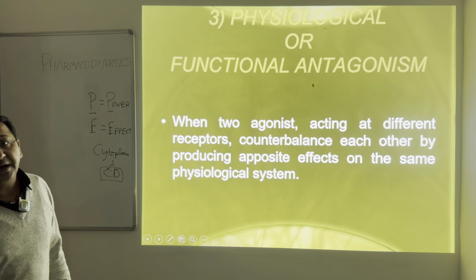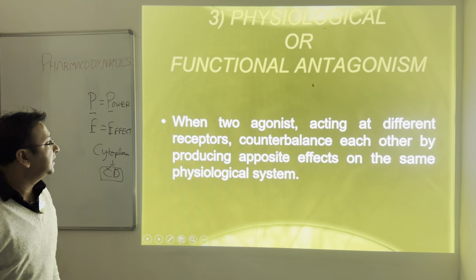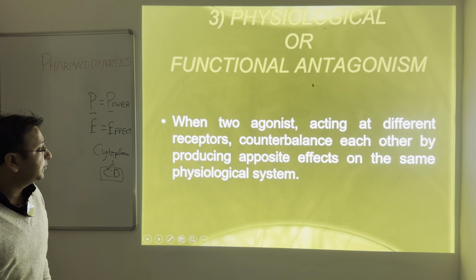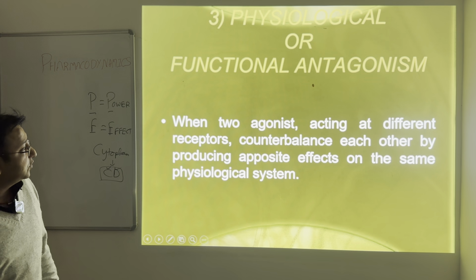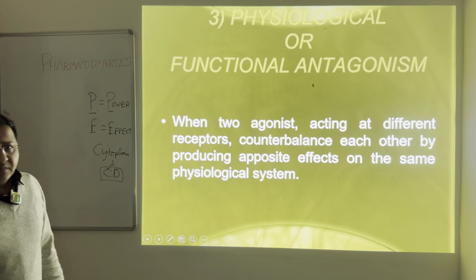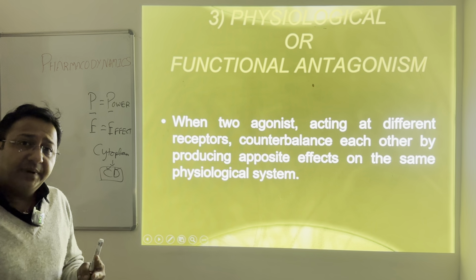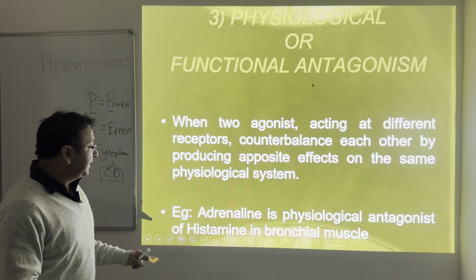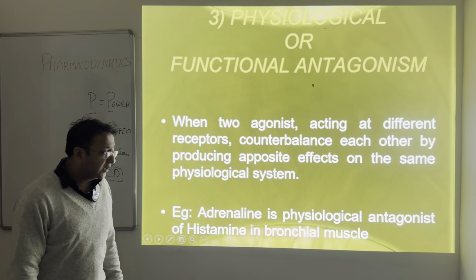Physiological or functional antagonism. What is physiological antagonism? When two agonists acting at different receptors counterbalance each other by producing opposite effects on the same physiological system. There are two agonists, but they are acting on different receptors. When we see an example it will be understood. Adrenaline is a physiological antagonist of histamine in bronchial muscle.